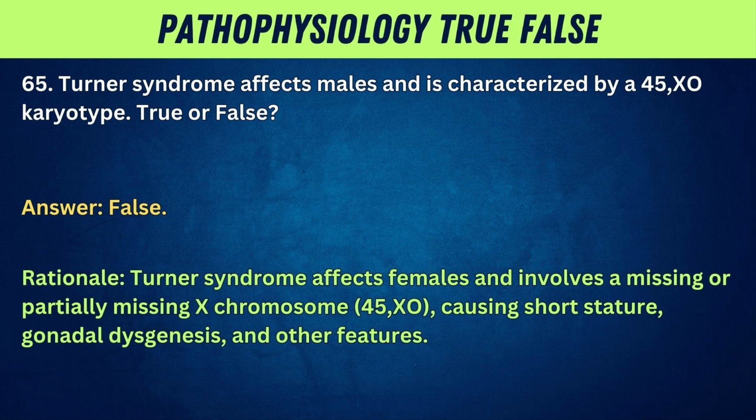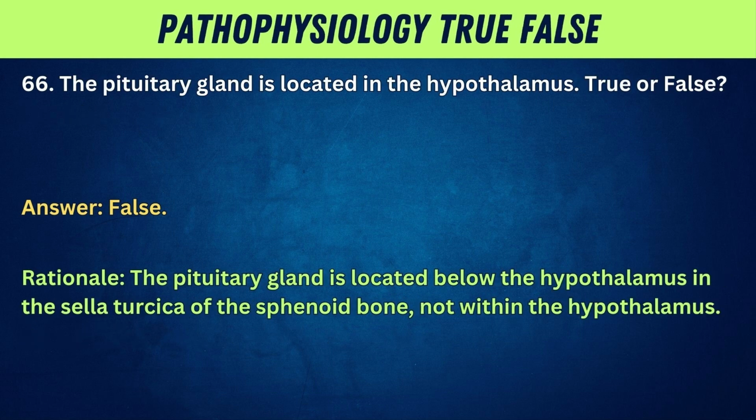True or false? Answer: false. Rationale: Turner syndrome affects females and involves a missing or partially missing X chromosome, 45XO, causing short stature, gonadal dysgenesis, and other features. 66. The pituitary gland is located in the hypothalamus.